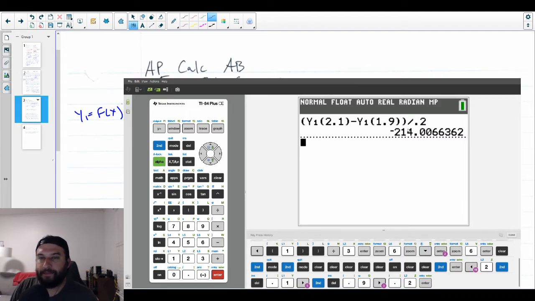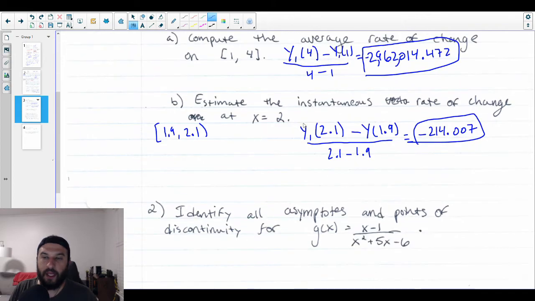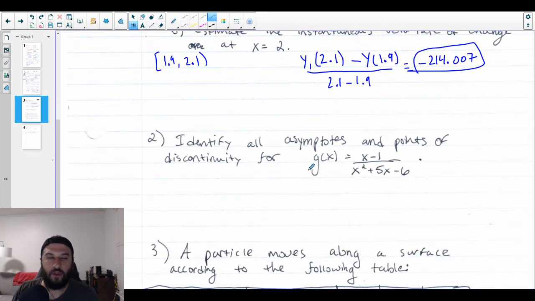Negative 214. Not as big as I thought. That's okay. Negative 214.006. If you want to round up to 007, that is totally fine. If you don't want to round up, that's cool too. You do you. Okay, so we're going to say negative 214.007. That's our estimate. And one thing you'll notice on calculator sections on tests is a lot of times you have less questions just because it's a little bit more time consuming. You have more stuff that you have to do in the calculator.